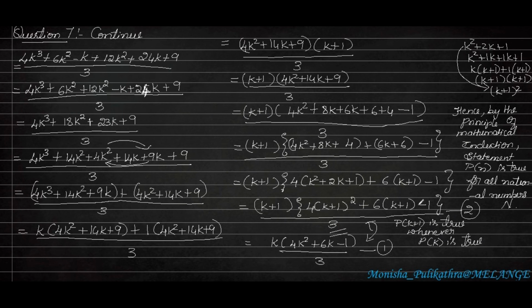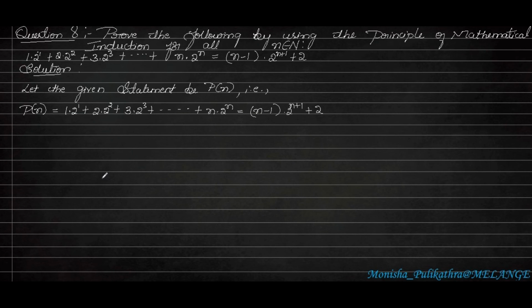So after equation 2, you have to write P of k plus 1 is true whenever P of k is true. After that, you can compare it with equation 1. Since equation 1 and 2 are of the same form, you can conclude by writing that by mathematical induction P of n is true for all the natural numbers. I hope you understood this. Let us move on to the last question of this session. Again, it is in the same form as the previous questions.